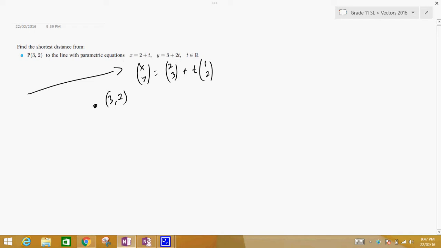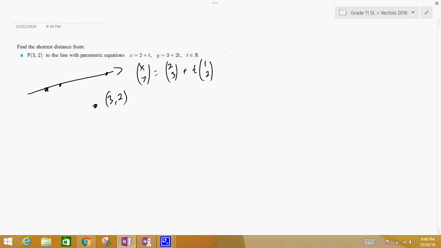So if we're looking at this line, for instance, when t equals 0, when time is 0, you've got the point 2, 3, which could be, let's say, here. When t equals 1, you've got the point 3, 5, which could be here. So this parametric equation shows all the points that are possible on the line.